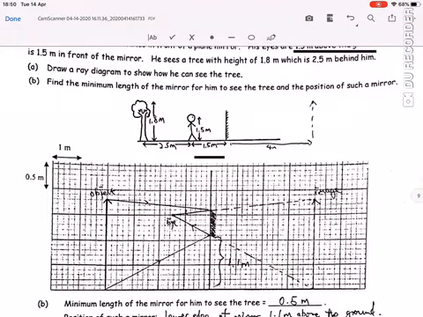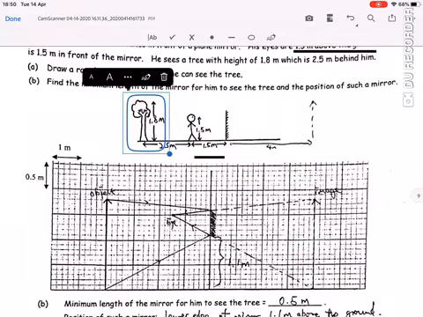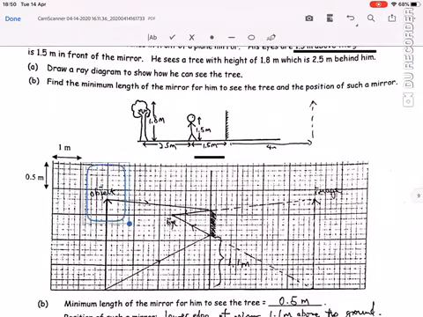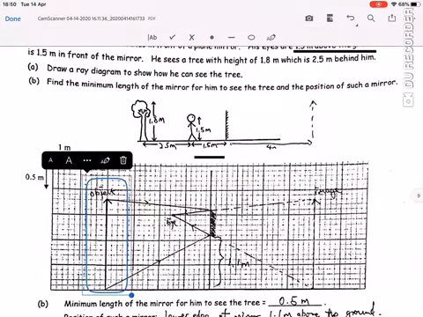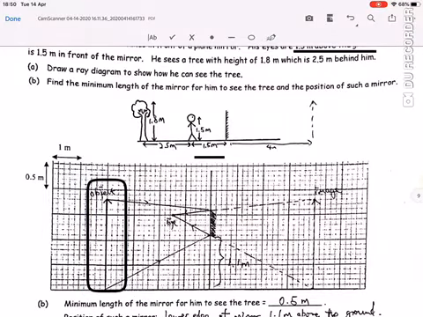So he sees a tree, an object there. So this object here is 1.8 meter in height, and then it's 2.5 meter behind him, okay? So in here, you need to convert that into the actual image on the drawing. So in here, you need to do some math, okay? So in here, we have 1.8 meter, and then you have the drawing of 0.5 meters.